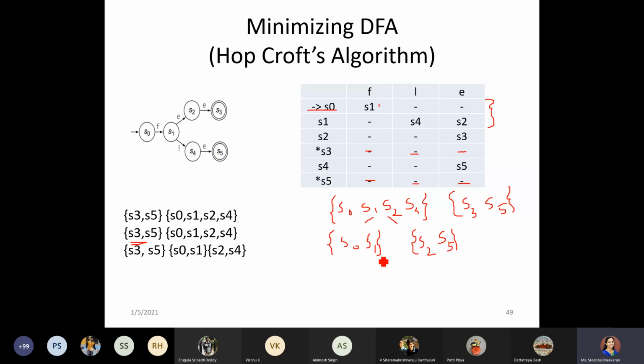So always when you are splitting, it will be split into two groups. Madam, I think that is S2 and S4, madam. Sorry, S4.